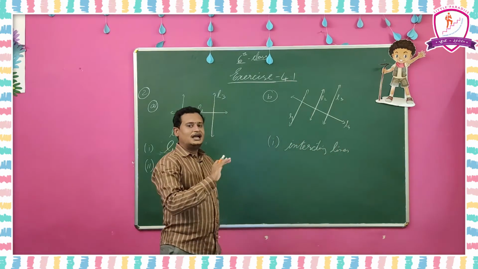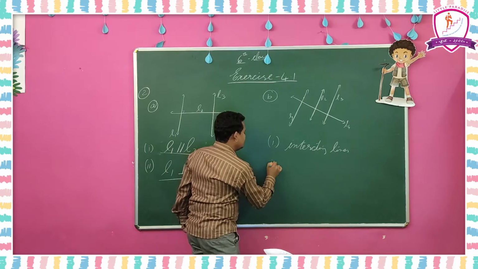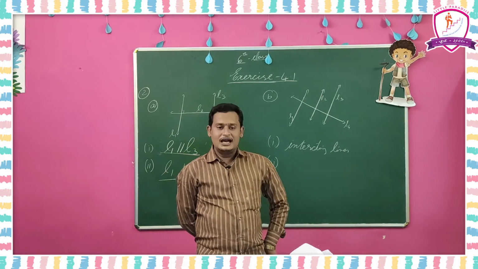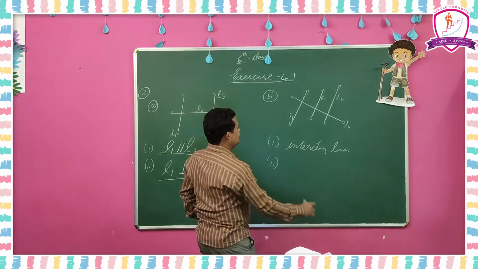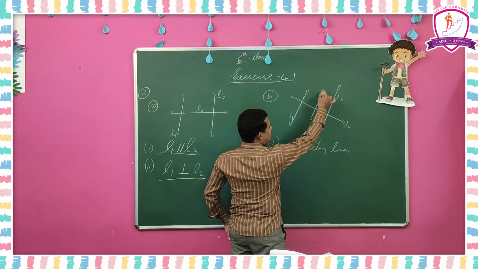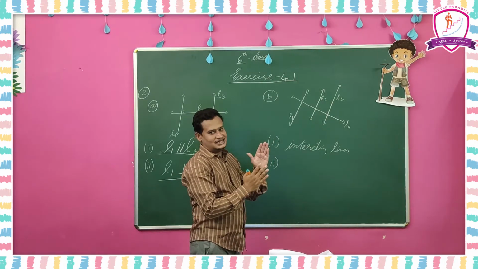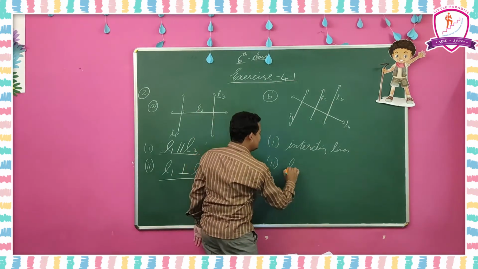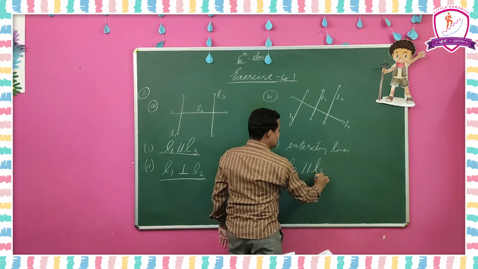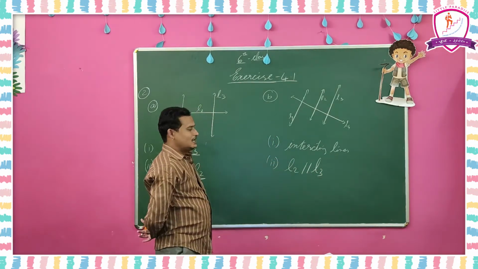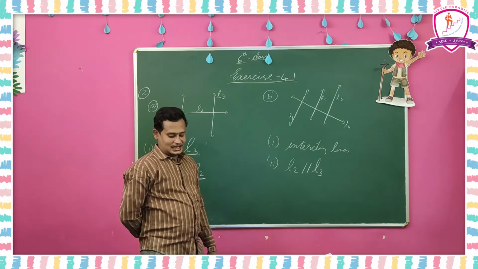Just write intersecting. Second one, what about the second one? Line L3 and L2, this is L3 and this is L2. These two lines are maintaining equal distance. We can say L2 is parallel to L3, like this you have to write. You have to fill the blanks like this. Understood? This is about the second one.